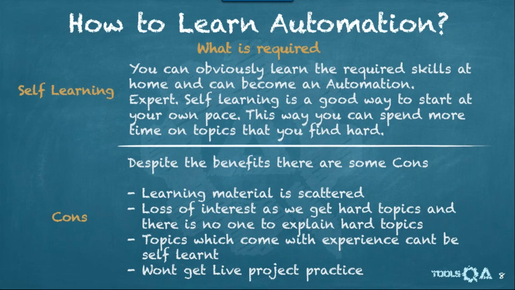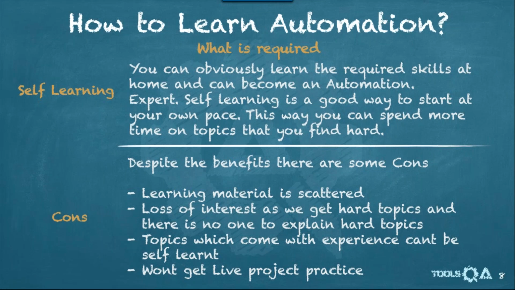The first thing is learning material is scattered. The very first problem that most of our students face is that when they try to self-learn, they see that the learning material is scattered all across the internet. It's everywhere and it's scattered. It's not arranged in a sequence.